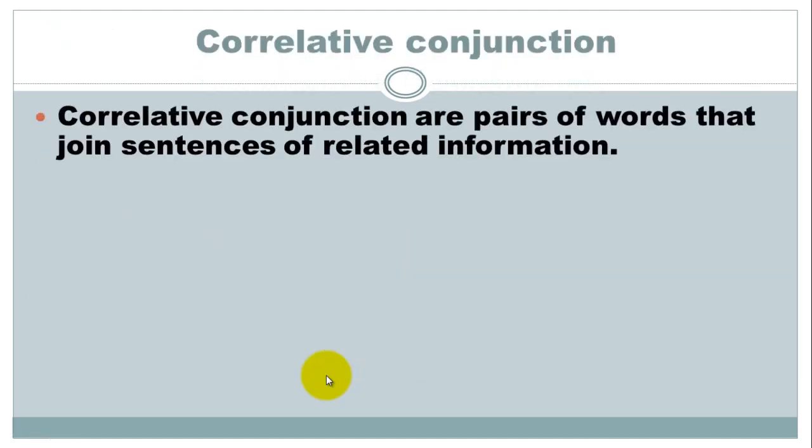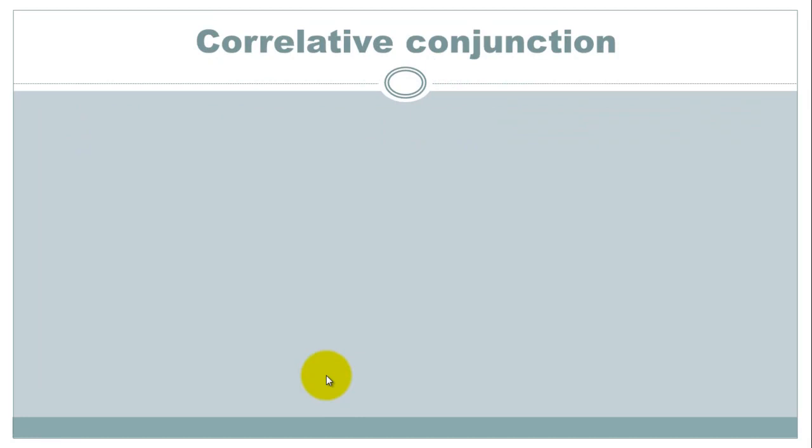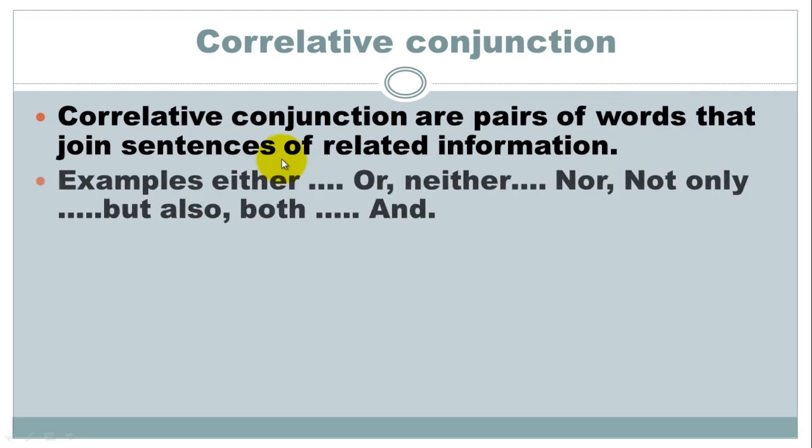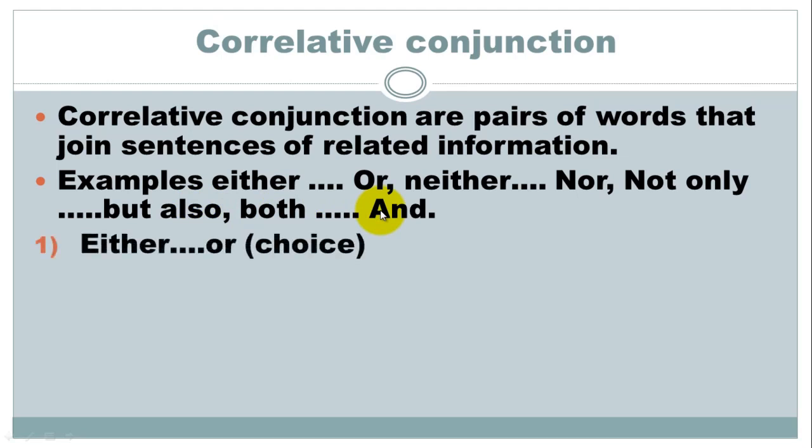Okay, now let's carry on to the next conjunction, that is the correlative conjunction. And as you can see, let's read this point. Correlative conjunctions are pairs. There are two. That means they are pairs of words that join sentences of related information. Examples of correlative conjunctions include either or, neither nor, not only but also, both and. So these are the examples of correlative conjunctions. And let's see them one by one.